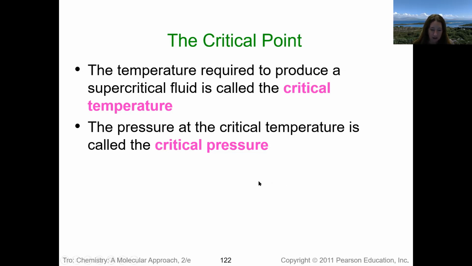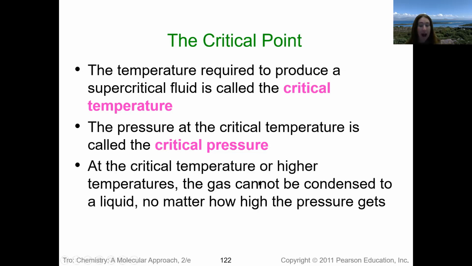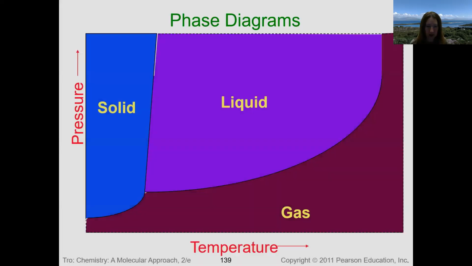The critical pressure, the pressure at that point, is called the critical pressure. So at the critical temperature, or at higher temperatures, the gas can't go back to a liquid no matter how high the pressure gets. We can't make it go back to a liquid. Okay, so with the definition of those two, let's look at these phase diagrams.